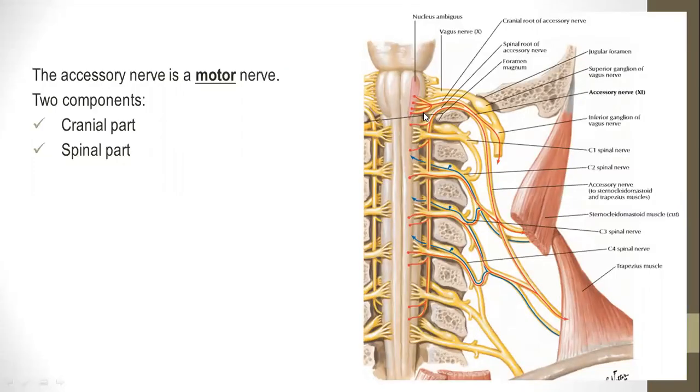It has two parts, the cranial part and the spinal part. The cranial part, or the cranial root of the accessory nerve, lies just below the vagus nerve. This is the vagus nerve. And just below the cranial root of the accessory nerve, that is the spinal root of the accessory nerve. Now we will discuss the cranial root.